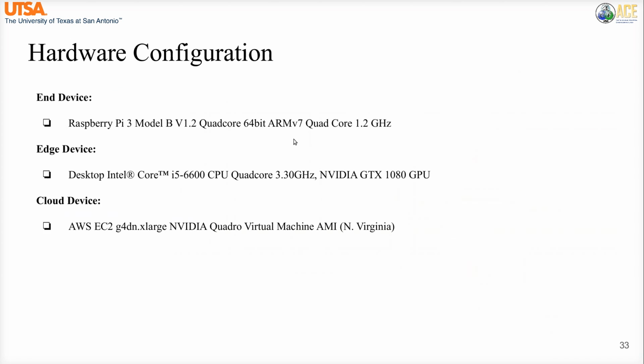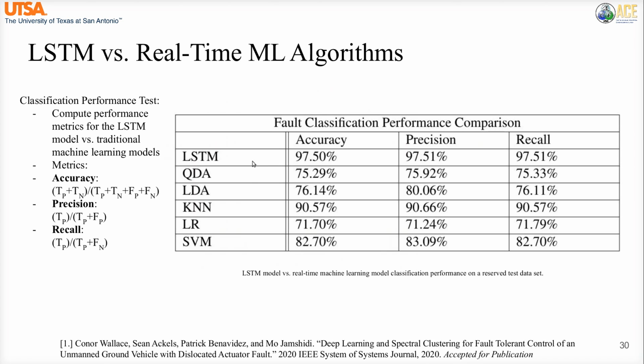And I did that for these 6 classifiers: the proposed LSTM, quadratic discriminant analysis, linear discriminant analysis, k-nearest neighbors, logistic regression, and support vector machines. And as you can see, basically the only classifier that even gets remotely close is k-nearest neighbors, and it's still a significant performance difference from the LSTM. So just solely based off of performance metrics, classification performance metrics, the LSTM is clearly the way to go.